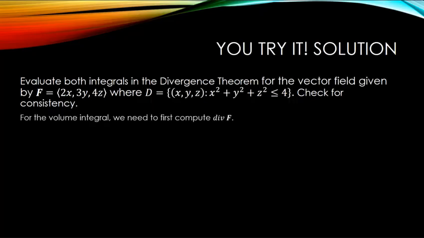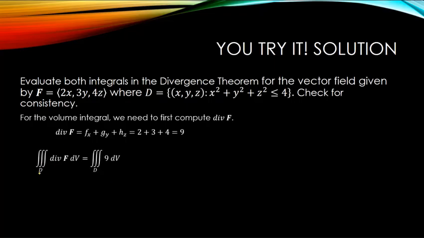I want to compute the volume integral first, and we need to first compute the divergence of f. The divergence of f is f sub x plus g sub y plus h sub z. For my vector field, this gives me 2 plus 3 plus 4, or 9.